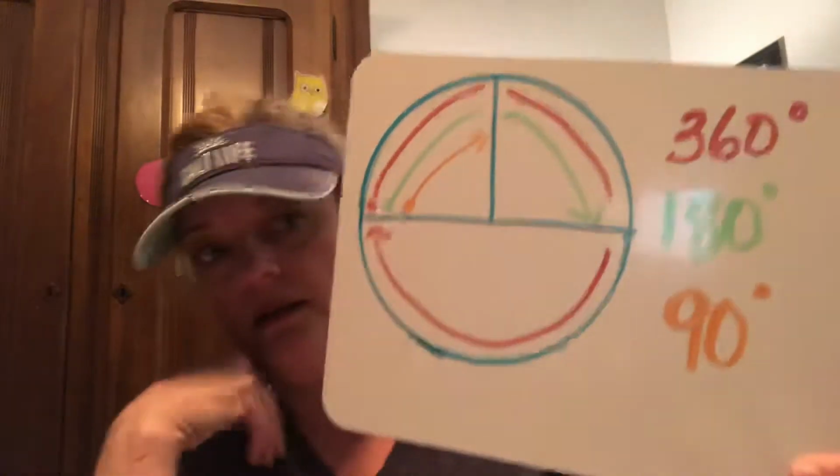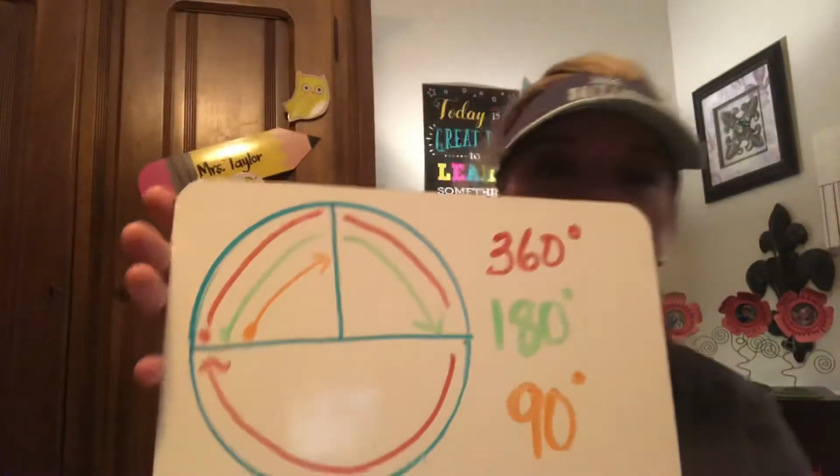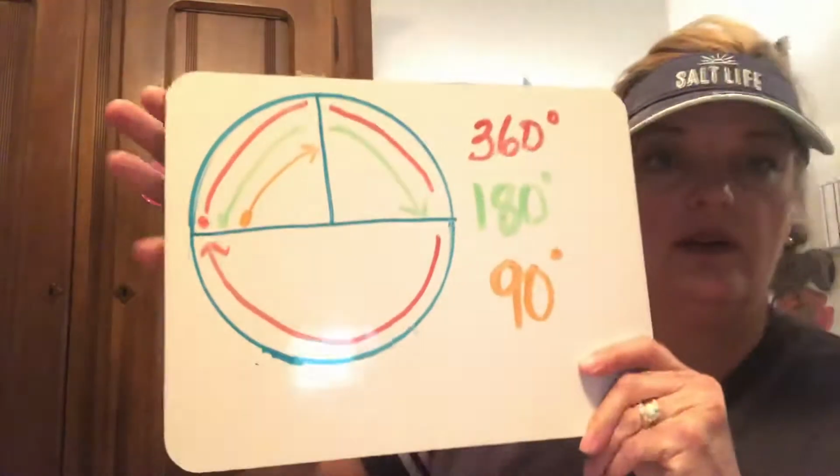So I tried to make this little chart here. Does it make any sense to you? Let's look at it and see. All right, I'm trying to get the glare off of there.